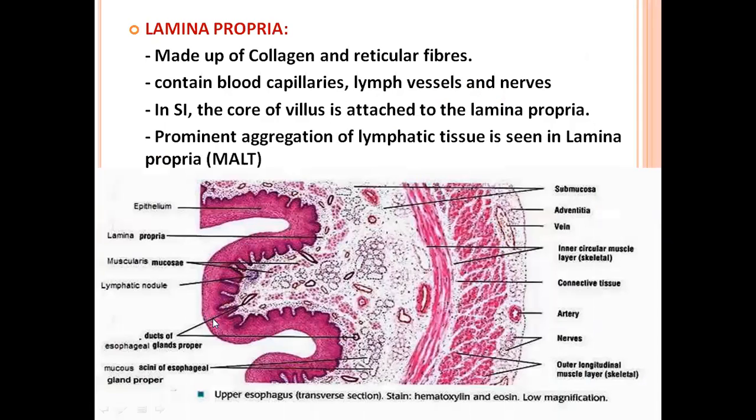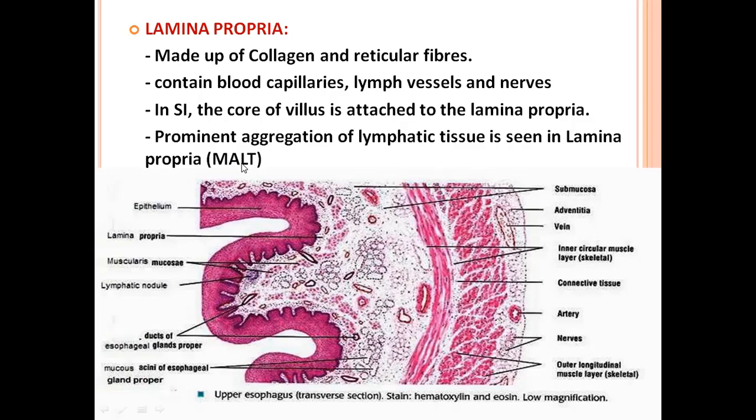Now, this is the mucosa. Then we have this lamina propria. This is muscularis mucosae, lining epithelium. Lining epithelium, lamina propria, and muscularis mucosa together we call mucosa. Then the lamina propria: if you observe here, we have protective collagen fibers and reticular fibers. They contain blood capillaries, lymph vessels, and nerves. In the small intestine, the core of the villus is attached to the lamina propria. Prominent aggregation of lymphatic tissue is found in the lamina propria.